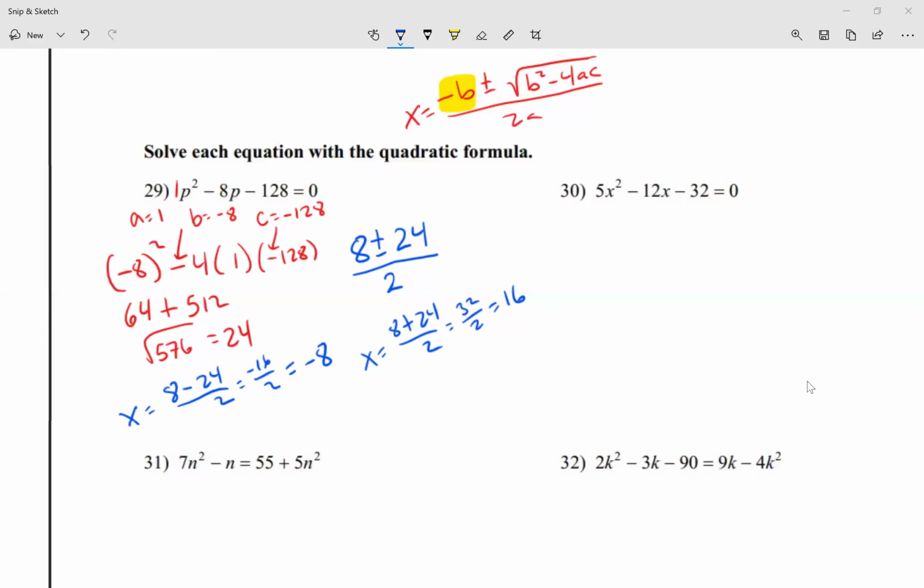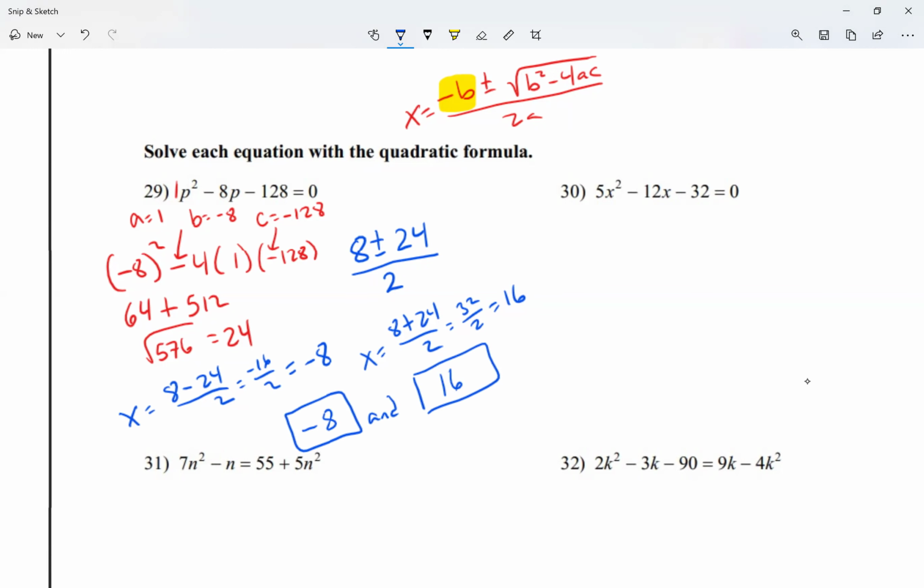Looking at if this was a question on our homework, there's a space, the word and, and then there's another space. So I expect you guys to type in both of your answers in there. Now, let me write them from small to large. Negatives are always smaller than positive, so I'm going to write -8. And then my other answer is 16. So my answers are -8 and 16.